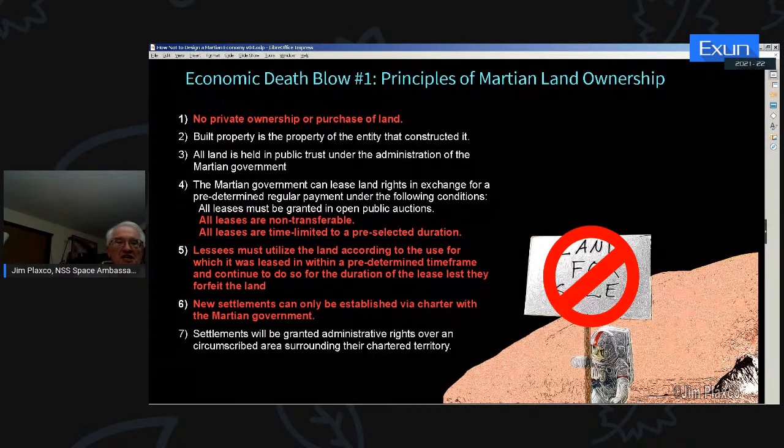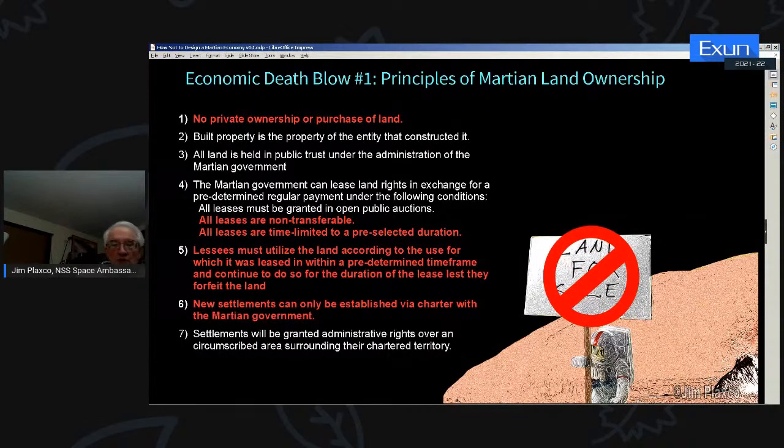So think about it this way. Would you put up a building on land to which you only had a short-term lease with no guarantee you'd be able to renew that lease? And if your lease wasn't renewed, you'd have to dismantle the building.